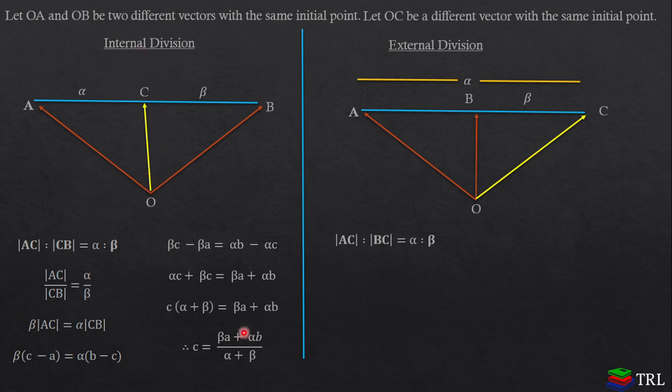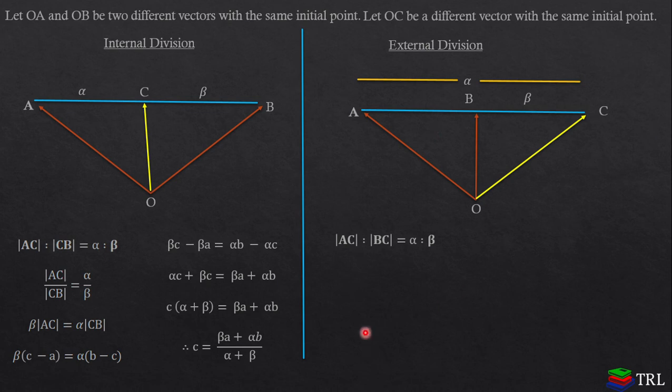And it also tells us the ratio between the magnitudes of the points A and B. In this case, now look at the external section. In the internal section we move from A to C, then C to B. But in this case, we move from A to C, then B to C.